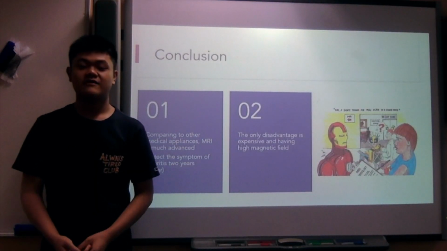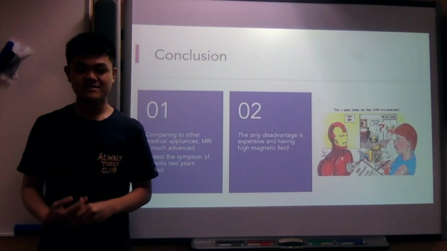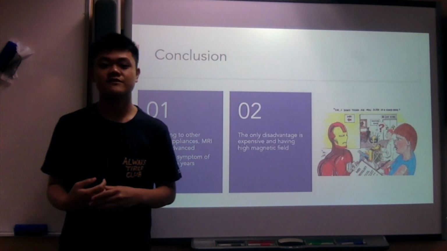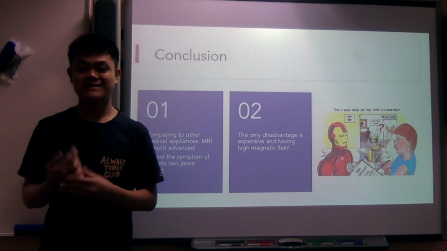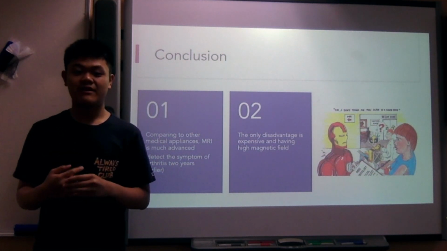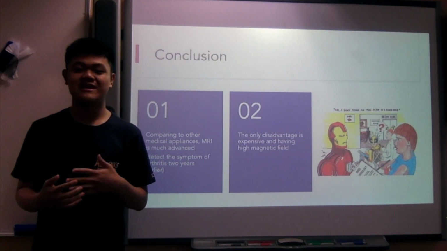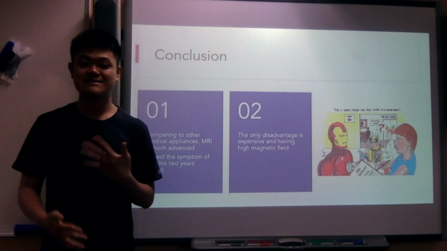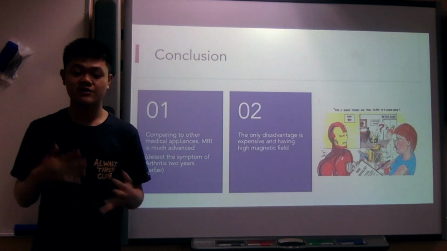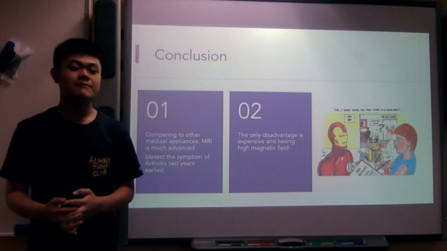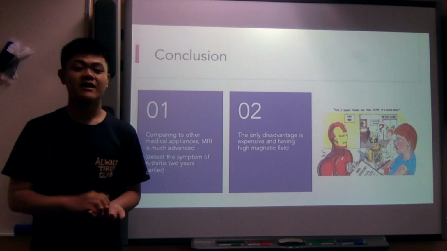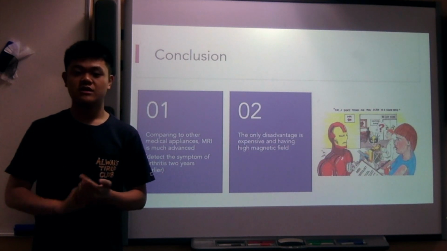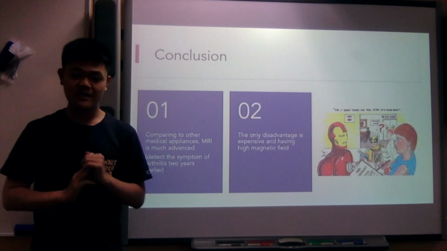Conclusion of MRI applied to arthritis. Here comes the conclusion. First of all, compared with other medical appliances, MRI is much more advanced in that it can help detect the symptoms of arthritis 2 years earlier, according to some research. But the only disadvantages are that it is expensive and has a high magnetic field, which is not good for human beings.